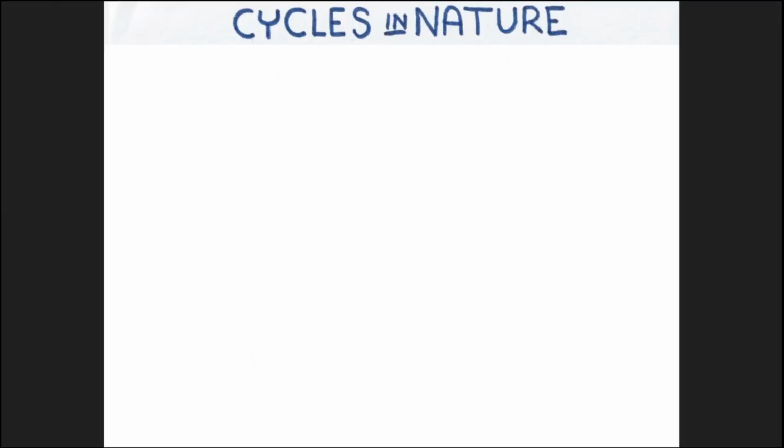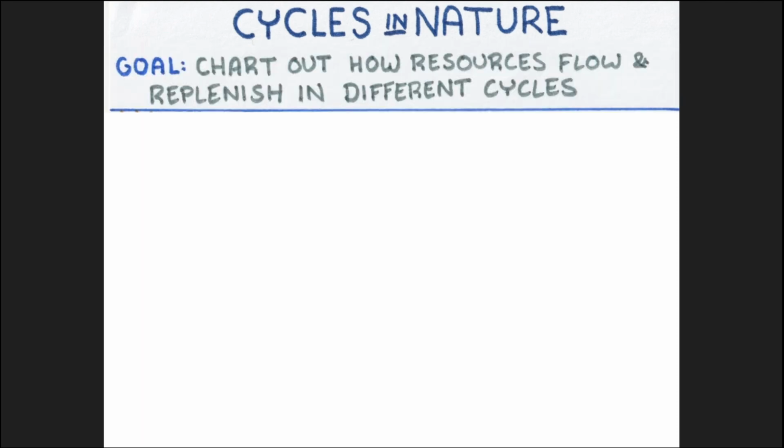So, cycles in nature. In order to give the organisms something to eat, you kind of need something to replenish the food. The plants need to get water from somewhere. They need to get carbon and nitrogen from somewhere. You need to get your oxygen from somewhere. And therefore, there need to be cycles in nature that get this stuff done. So our goal is going to be to chart out how resources flow and replenish in different cycles.